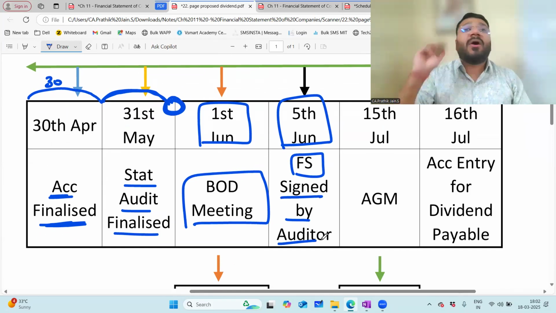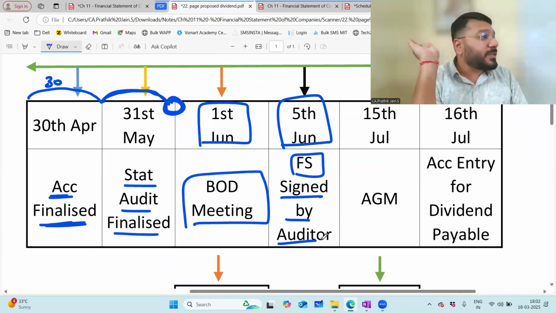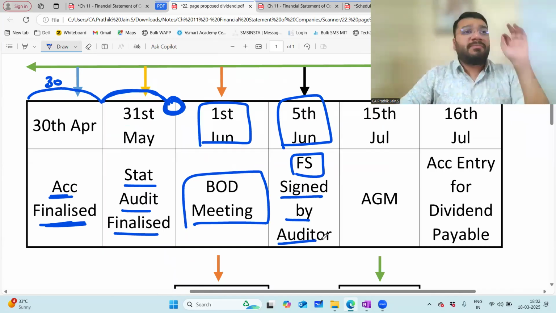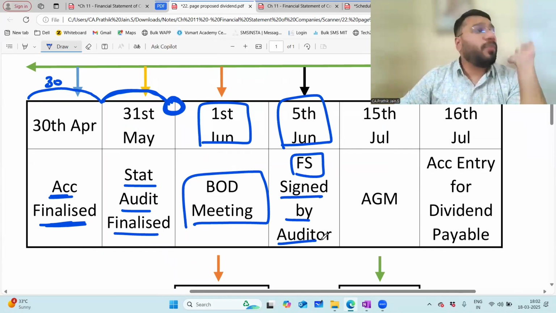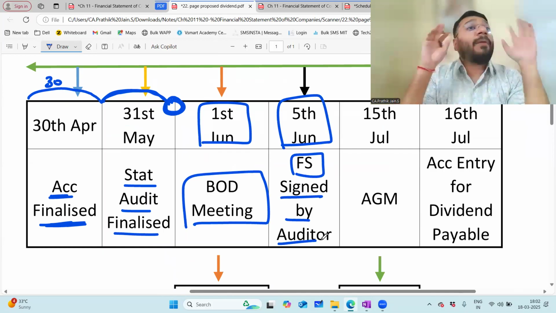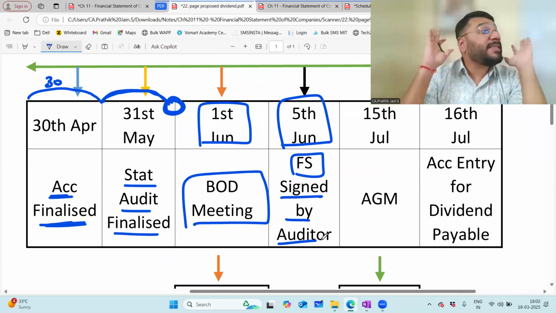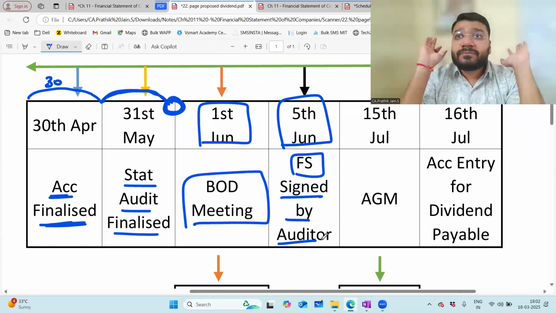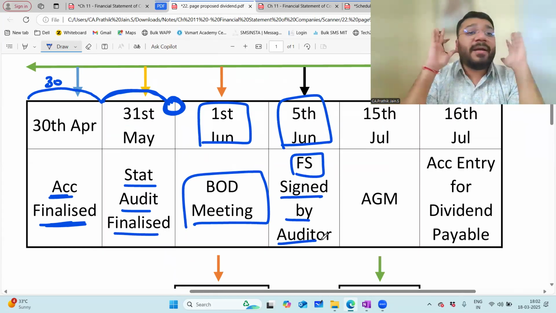Financial statement is signed by the auditor. Do you understand the process? So 31st March, the accounting was over. From 1st April to 30 April, the entire company's accounting team had carried out the finalization of the accounts by passing all the adjustment entries. 30 April, the adjustment entries was over.